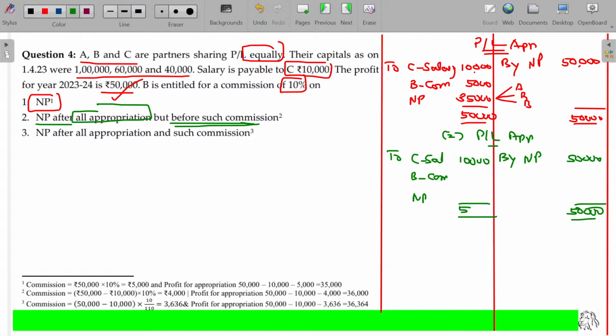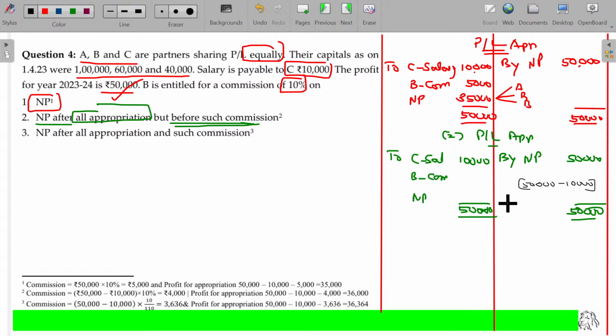Now, from the profit, you have to subtract what? You have to subtract what? All appropriation except B's commission. Except this one, you have to subtract all appropriation. Here, only one appropriation is there, which is nothing but salary. From the 50, you can subtract what? Salary, 10,000.